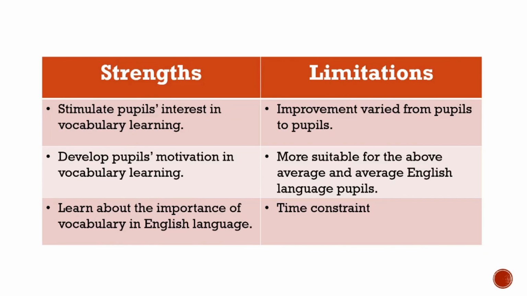By using the Magic Link games, it helped pupils to stimulate their interest in vocabulary learning, develop pupils' motivation in vocabulary learning, and they also learn about the importance of vocabulary in English language. However, there were also some limitations, which is that improvement varied from pupil to pupil, and I feel that the Magic Link game, especially the last step, which is Smart Mouth, is more suitable for above average and average pupils, and also the factor of time constraint.